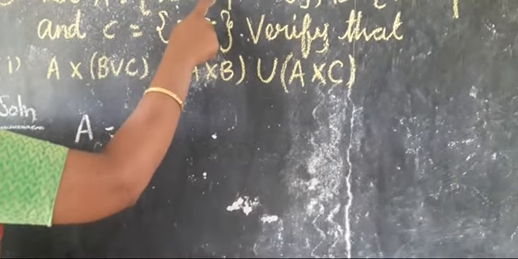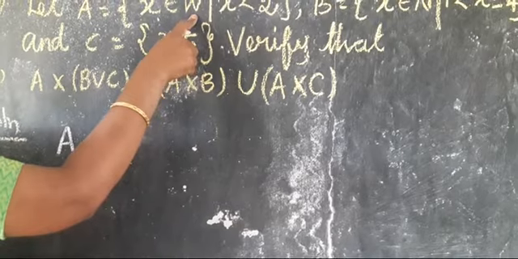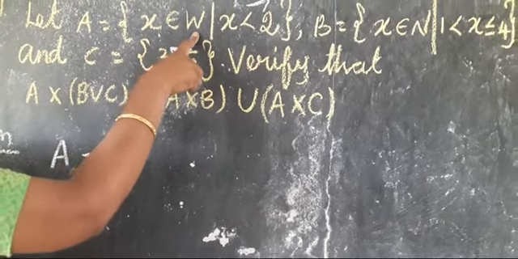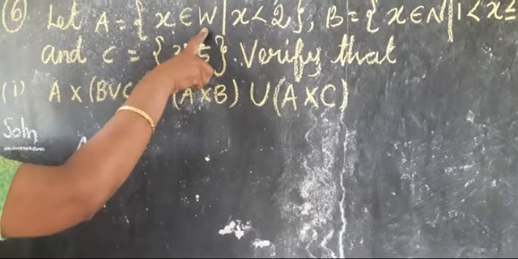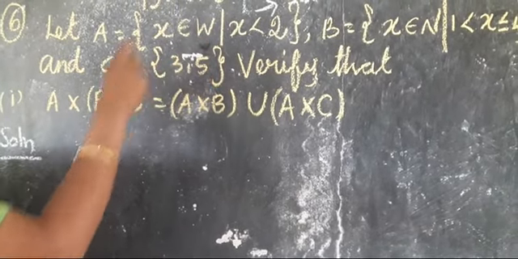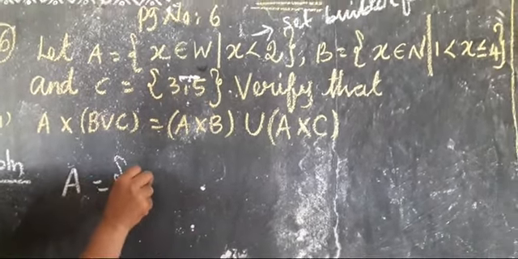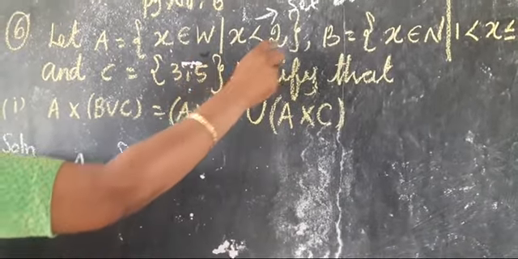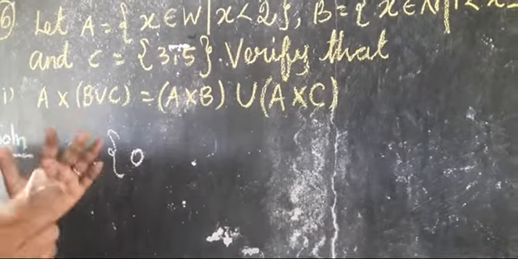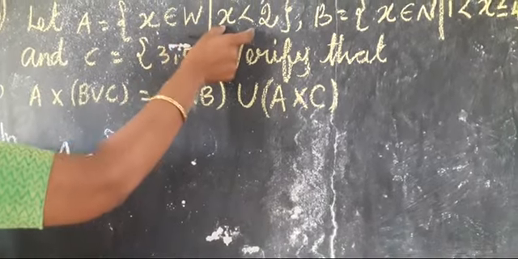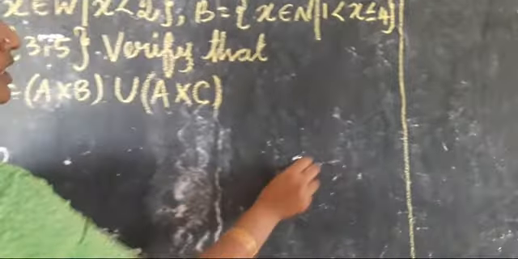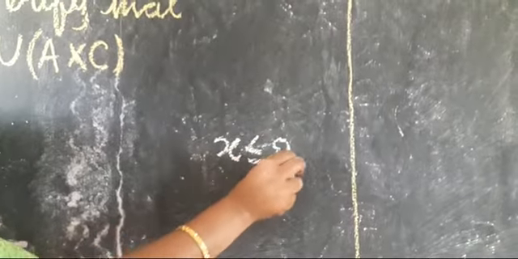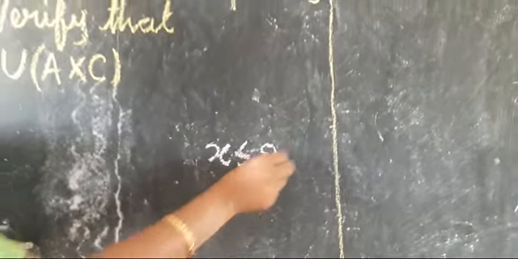X belongs to W. What is the meaning of W? W means whole numbers. Whole numbers start with 0. So you have to start with 0 and then 1, 2, and it goes on. Where do we stop? They have given the condition x less than 2. Suppose x is less than or equal to 2, then we have to take that 2 also.